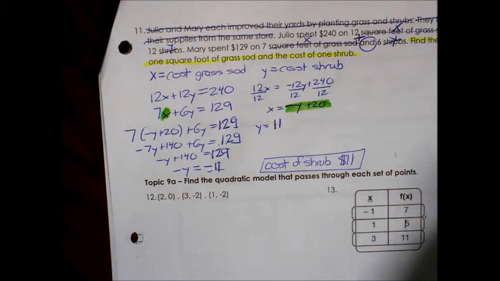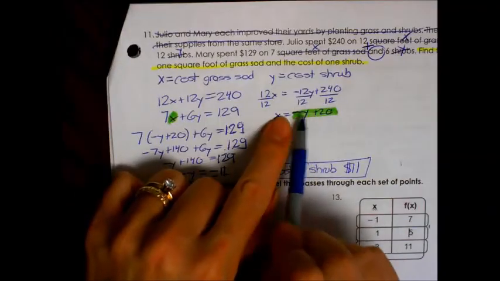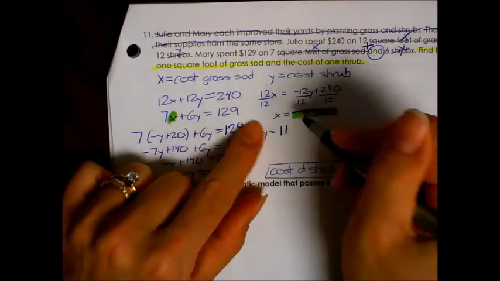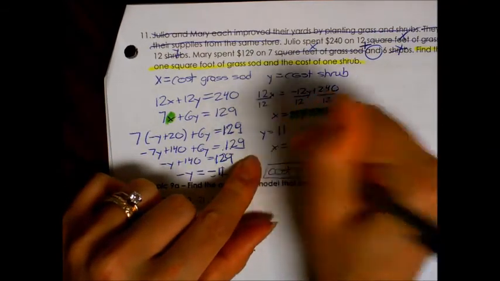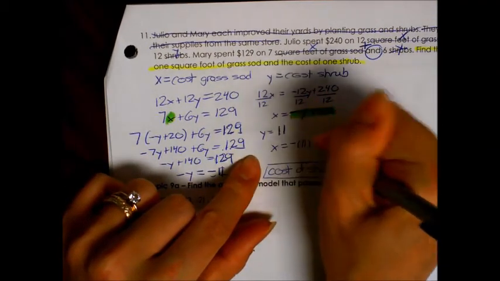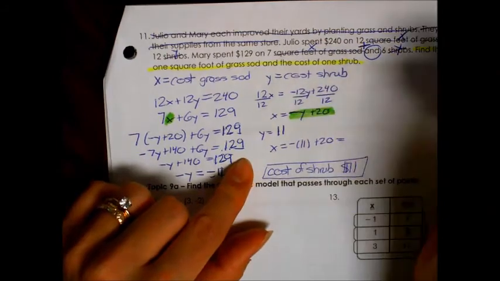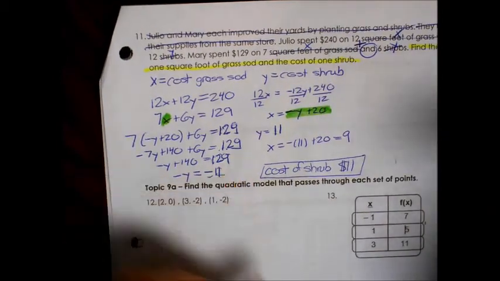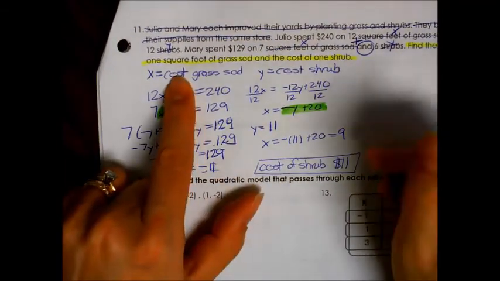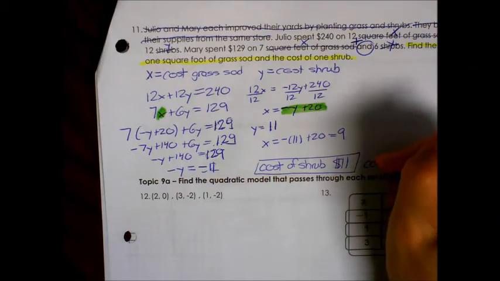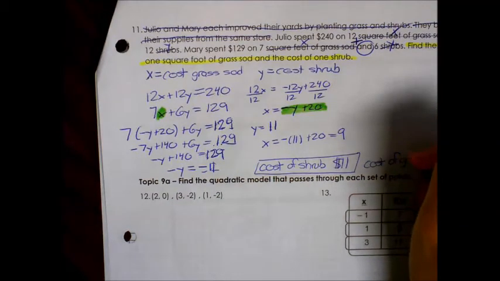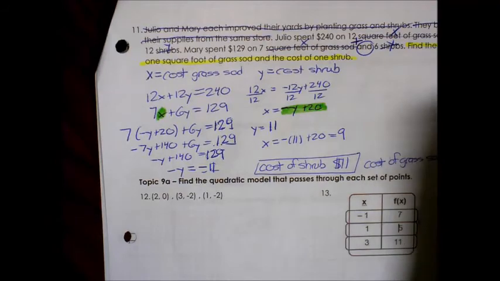Now I need to find my x. So I'm going to substitute back in. There's not really a particularly easy one to sub in. Well, actually, there's this one that I solved for. So let's sub it into here. So I have x equals negative 11 plus 20, or 9. So that means my x is the cost of the grass sod. So the cost of the grass sod is $9.